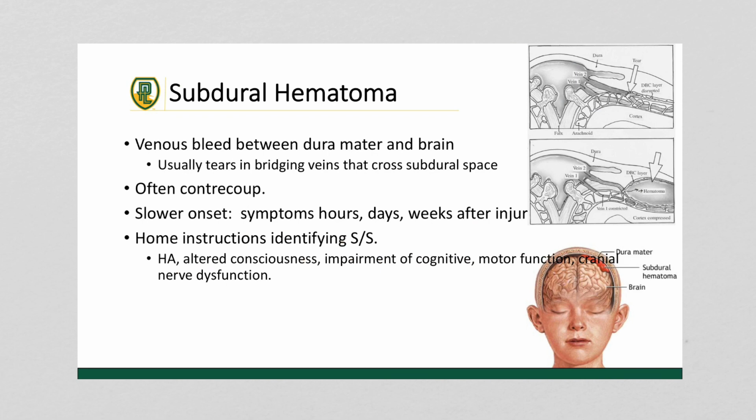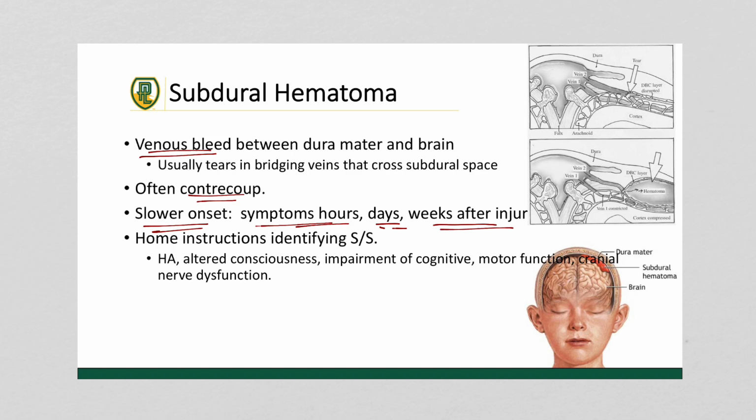Now, the opposite end of the spectrum is a subdural hematoma, right? The beautiful thing about subdural hematomas is that they're a venous bleed, which means the bleed is going to be a lot slower. Most often they occur after some type of contrecoup mechanism. The scary thing, we call this the silent killer sometimes, is it has a slower onset of action. So because the veins typically bleed slower, the symptoms may take hours, days, or even weeks to occur.